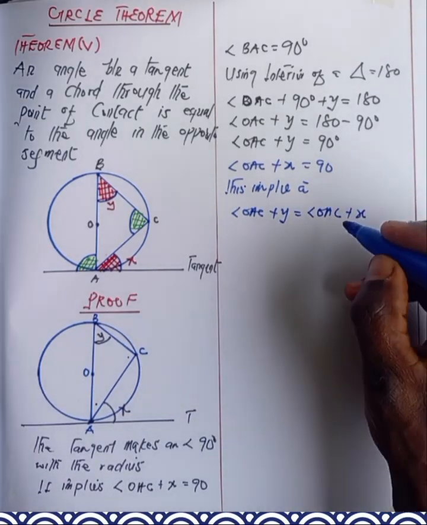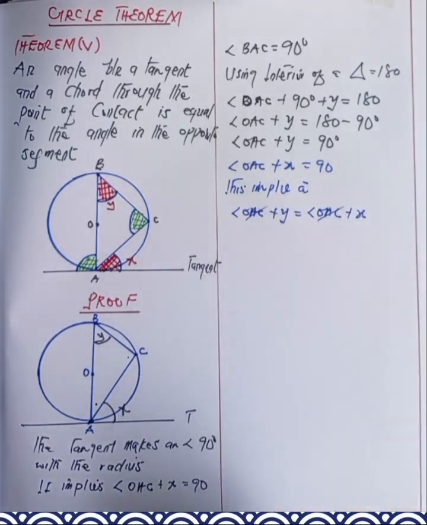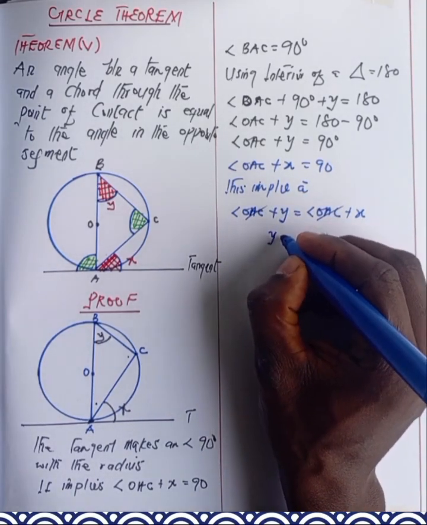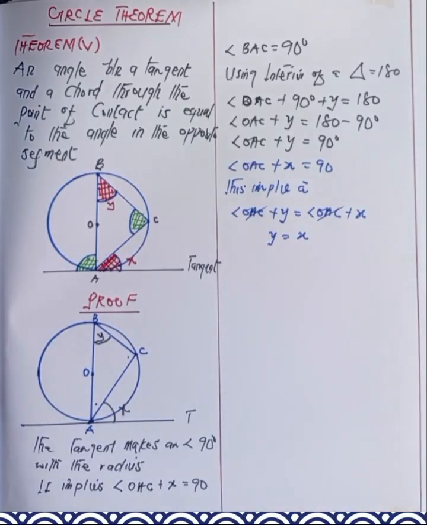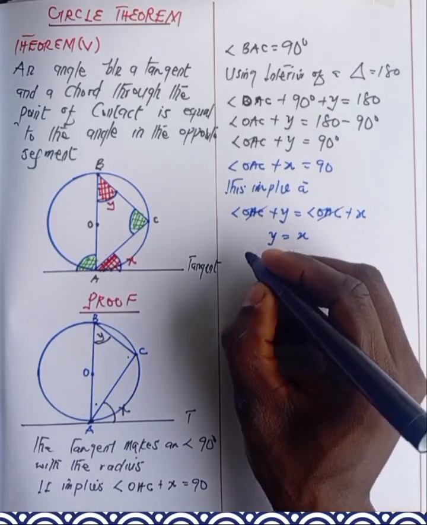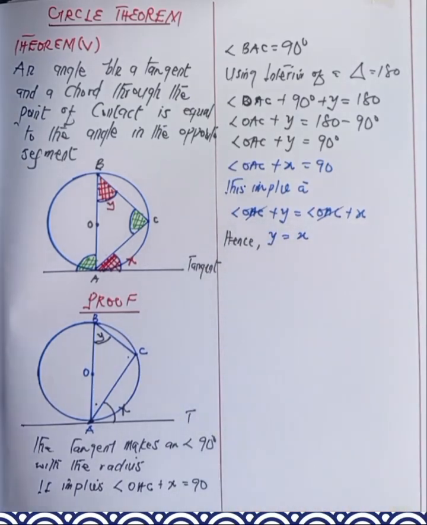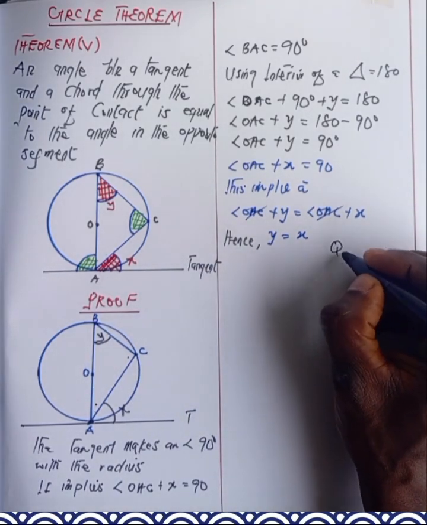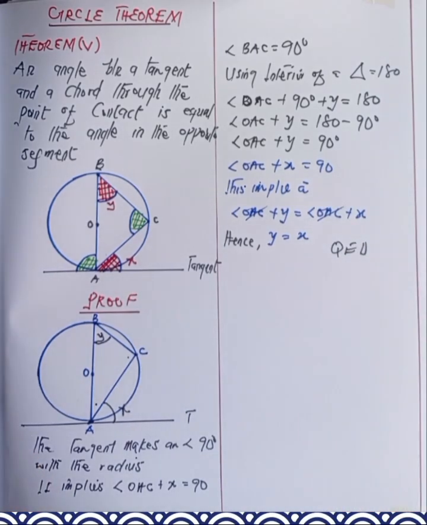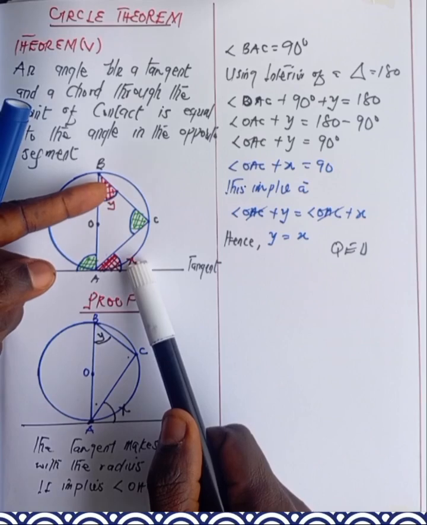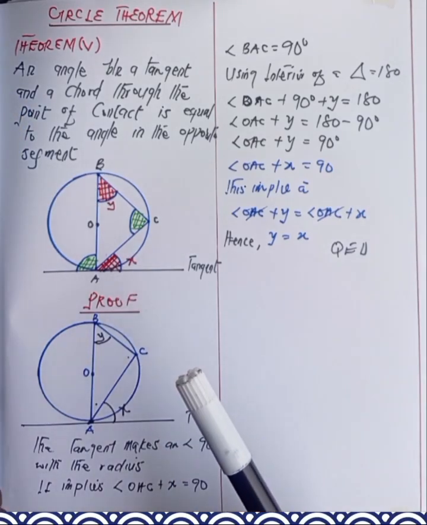Now we can do away with angle OAC and then OAC. We are left with y is equal to x, and hence angle y is equal to x. And this is what the theorem is telling us. The angle here is equal to the angle here. And then we are done.